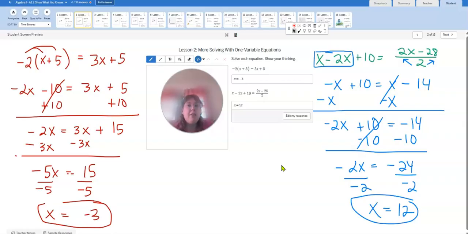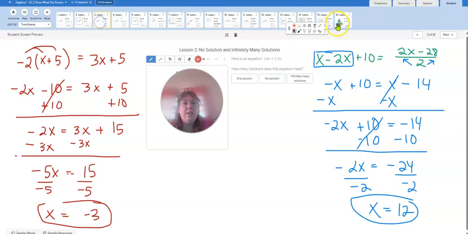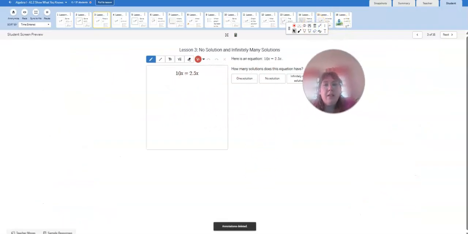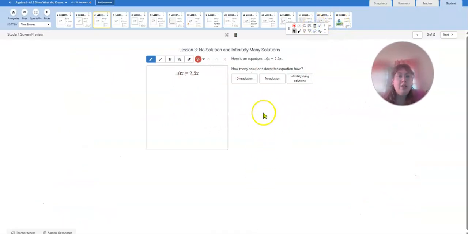Take a screenshot, take whatever you need, get those notes, and when you're all set, push ahead to the next slide. Here is an equation, 10x equals 2.5x. How many solutions does this equation have?